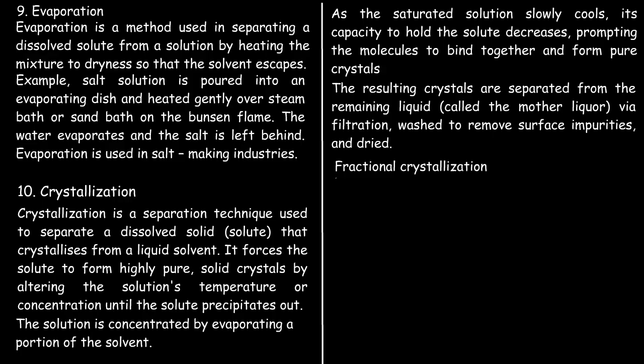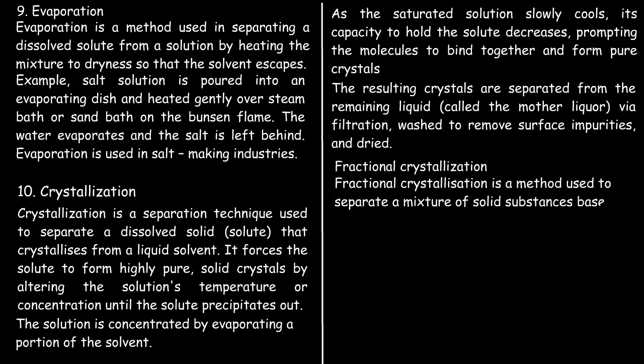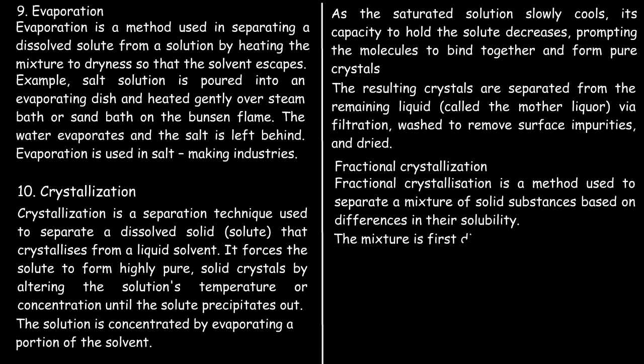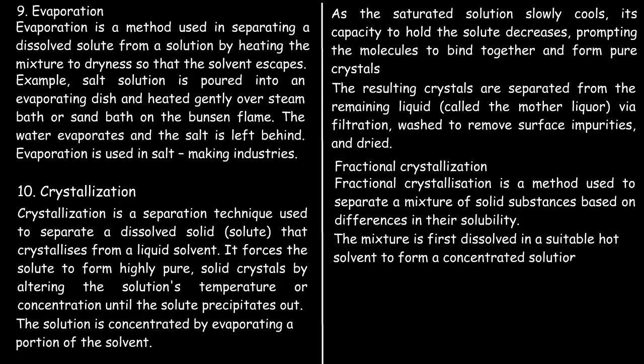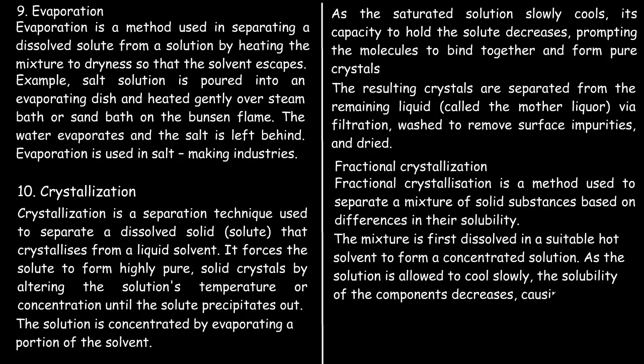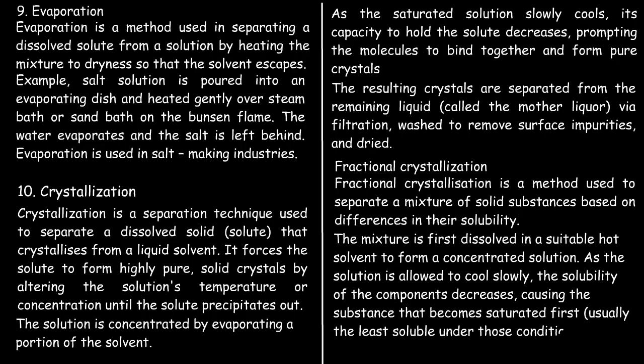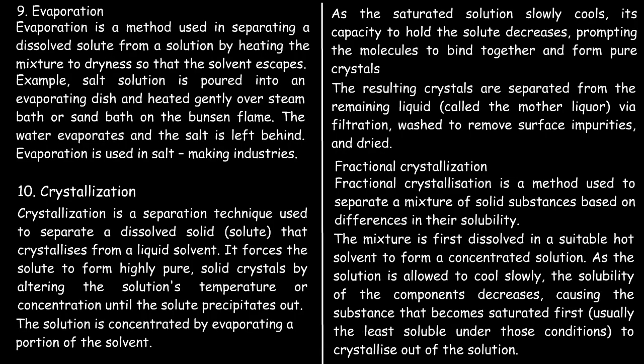Fractional crystallization. Fractional crystallization is a method used to separate a mixture of solid substances based on the difference in their solubility. The mixture is first dissolved in a hot solvent to form a concentrated solution. As the solution is allowed to cool slowly, the solubility of the components decreases, causing the substance that becomes saturated first, usually the least soluble under those conditions, to crystallize out of the solution.